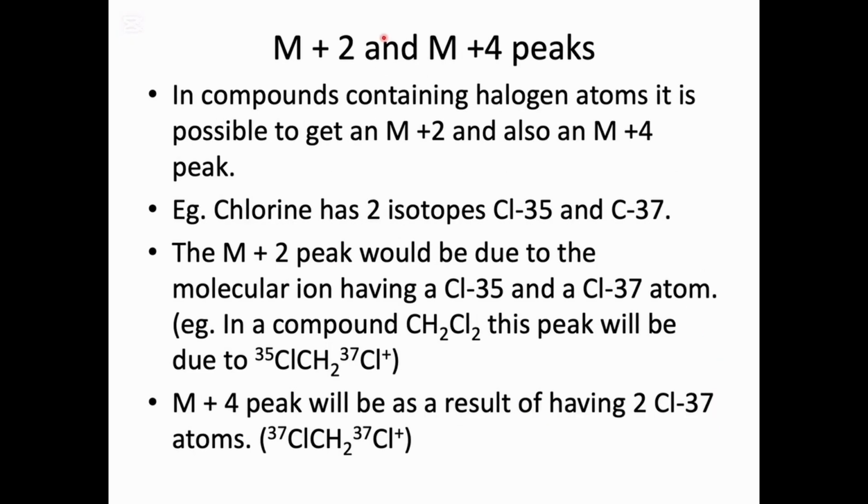So just like your M plus 1, you also have the possibility of your M plus 2 and your M plus 4 peaks. And these are associated with your isotopes of your halogen atoms. Right? For example, here was your chlorine. So you have your chlorine 35 and your chlorine 37. This is also possible with your bromine as well. So your M plus 2 peak will be due to the molecular ion having a chlorine 35 and a chlorine 37, and then your M plus 4 peak will be a result of having 2 chlorine 37 atoms.